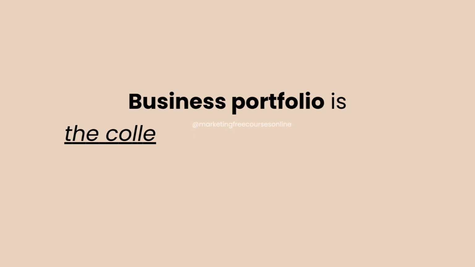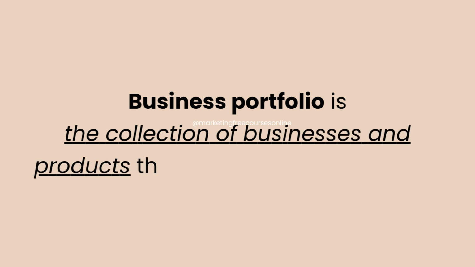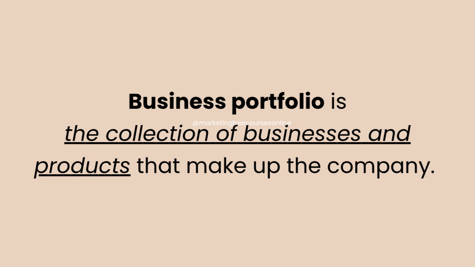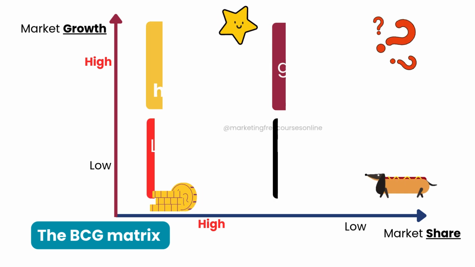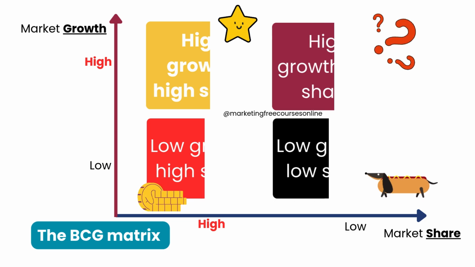First, what's a business portfolio? It's all the businesses or products a company owns. For example, the Coca-Cola Company has Coca-Cola, Sprite, Fanta, and even Honest Tea. They need to decide which brands to invest in, keep, or drop. To do this, they analyze their portfolio using the BCG growth share matrix shown in a table in the textbook.